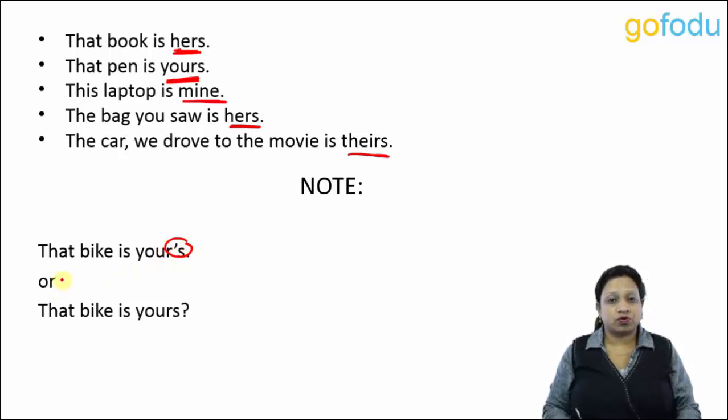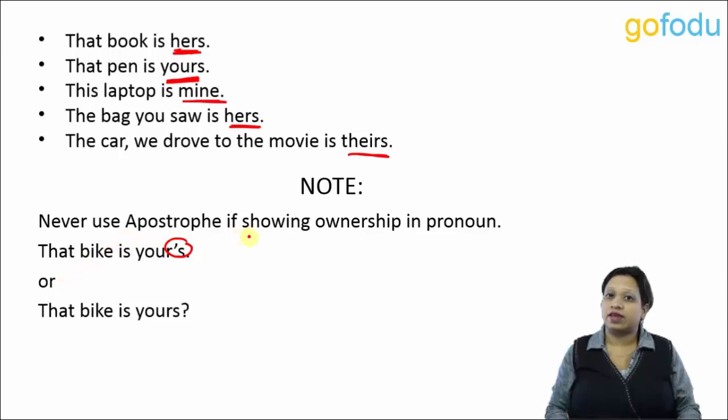In possessive pronouns, apostrophe is never used. Never use apostrophe when we show ownership in pronouns. In nouns, it's a different case. Whenever you have to show possession in a noun, as in the name of any person, place, object, or idea, we use an apostrophe. But in the case of pronouns, we never ever use an apostrophe. So this one is correct: that bike is yours, not apostrophe s.